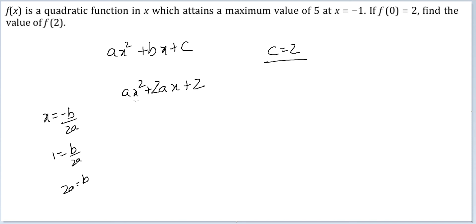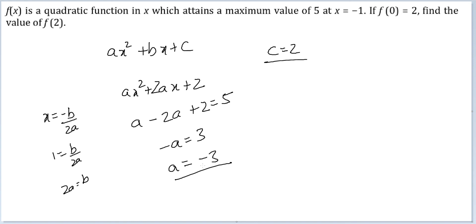Now when you put x equal to minus 1, you should get 5, so a minus 2a plus 2 is equal to 5, or minus a is equal to 3. a is equal to minus 3.